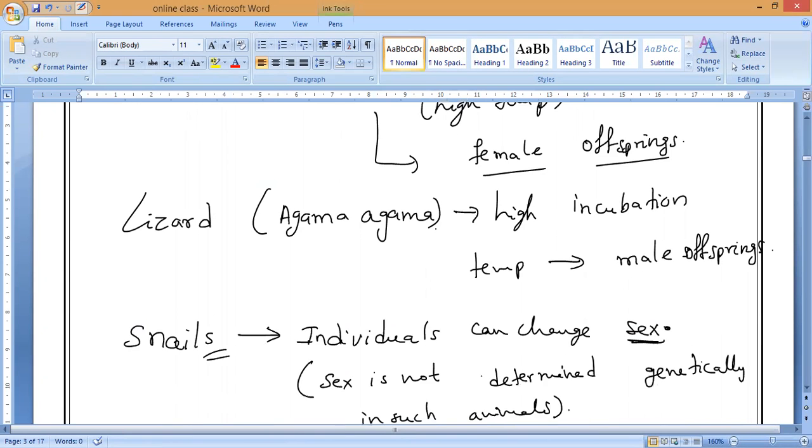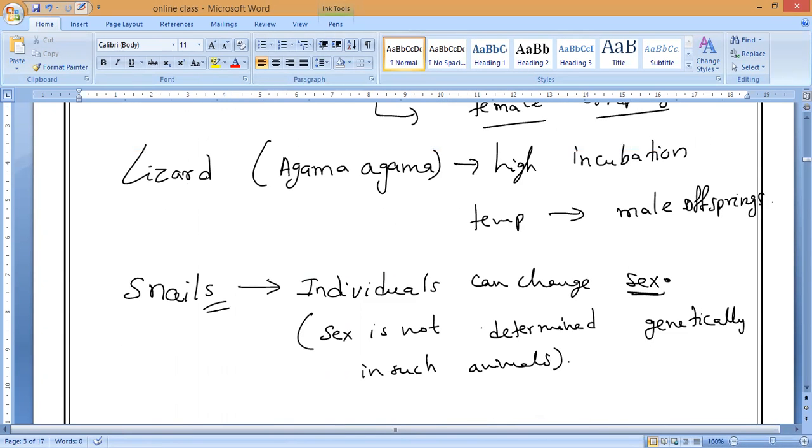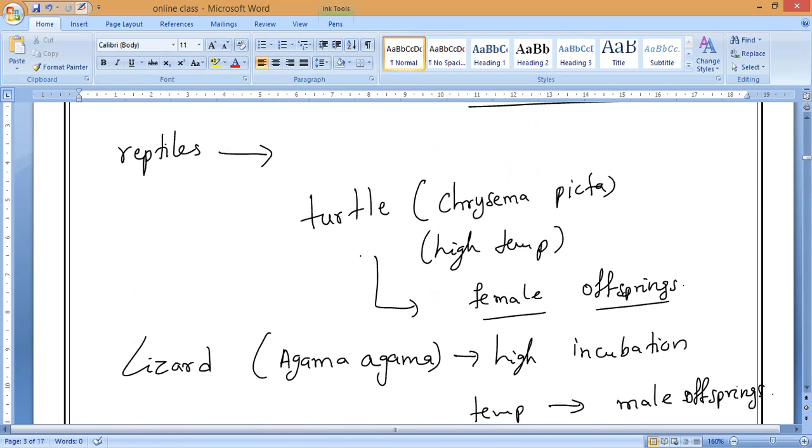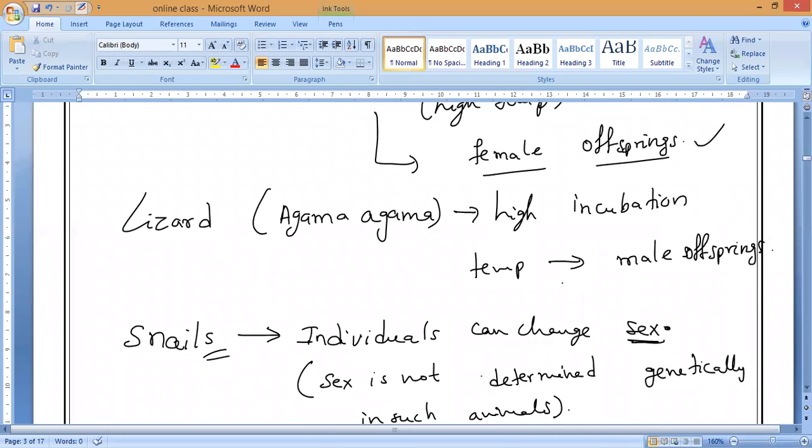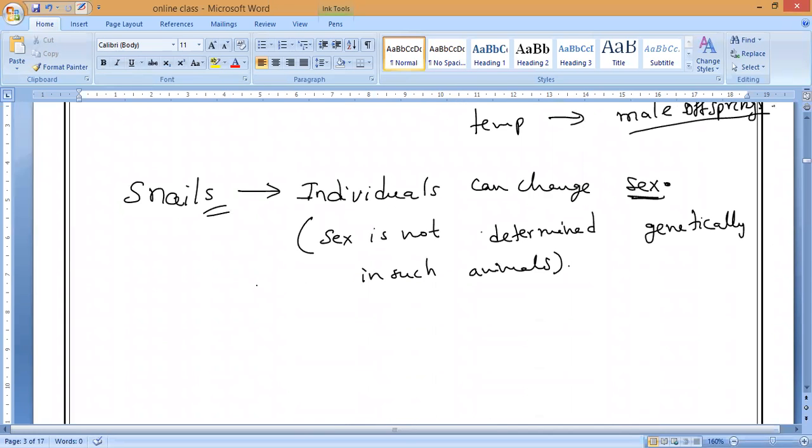Examples you can find in all this. Turtle is one, and the second one is lizard. In turtles, high incubation temperature leads to female offspring or female progeny. In lizards, high incubation temperature leads to male offspring or male progeny. And in snails, individuals can change the sex, so sex is not determined genetically in such kinds of animals. So this is all about heredity and evolution. Evolution is completely deleted. So till here only is for your exams.